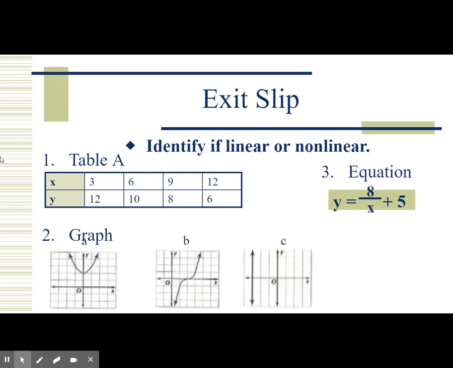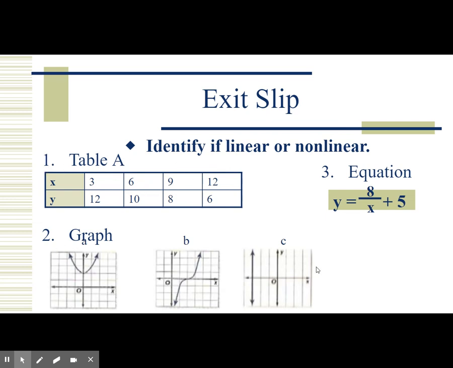So, number 1, if we look at the table, what'd you get? Linear or non-linear? 3, 6, 9, 12. It's going up by 3, so that's good. 12, 10, 8, 6, going down by 2, so that's good. So it is linear. The x's count by the same thing all the way through. The y's count by the same thing all the way through. So table A, number 1, linear.